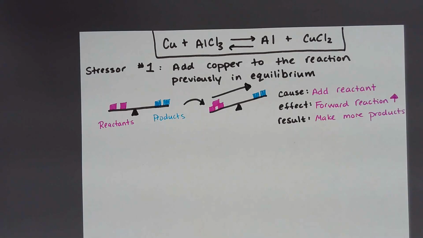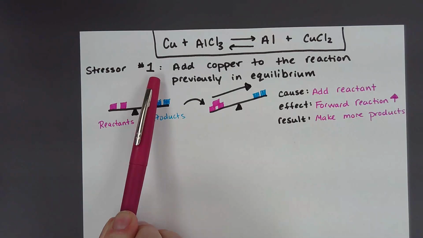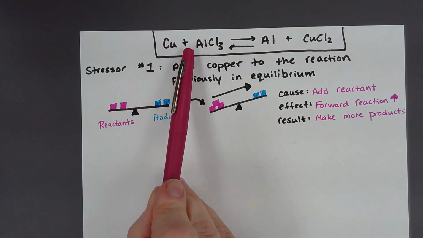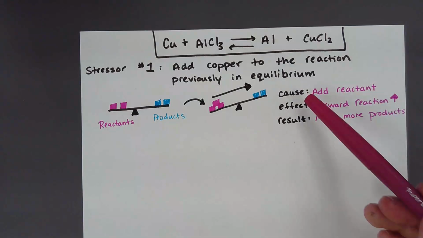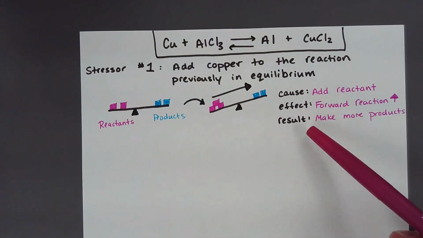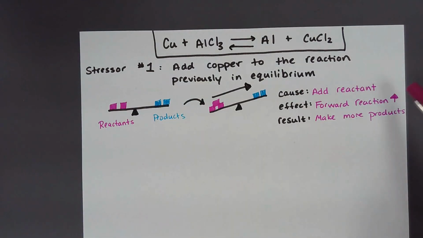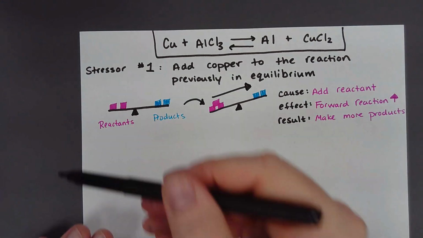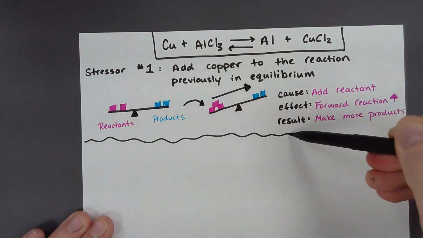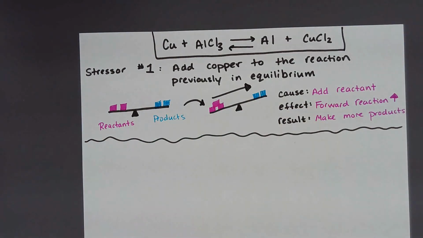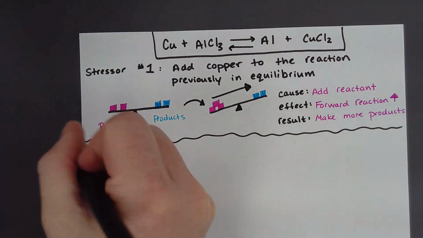This is what the problem types look like for equilibrium. I give you a stressor and an equation. Given a stressor, you should be able to identify the cause, effect, and result of that stressor. What's causing the change, which reaction is going to increase, and what's the result of that change? What am I going to make more of? So we're going to do the same thing, but we're going to do a new stressor.